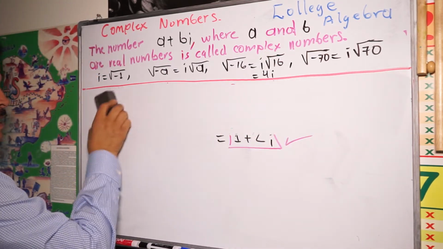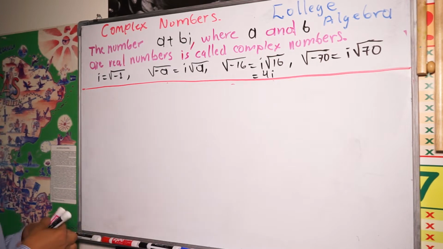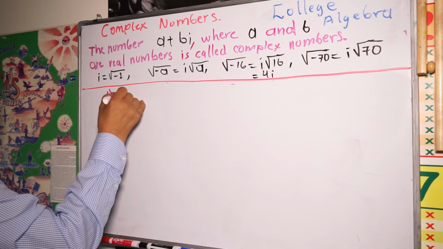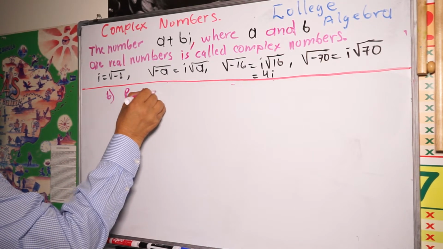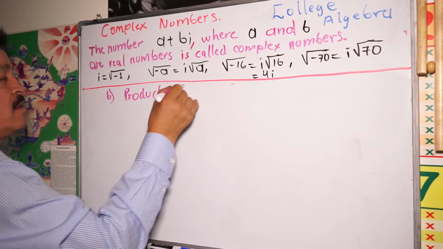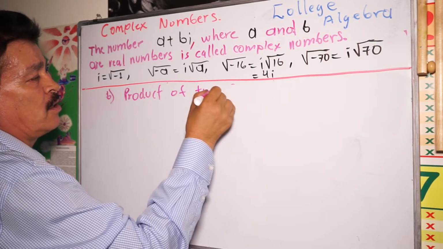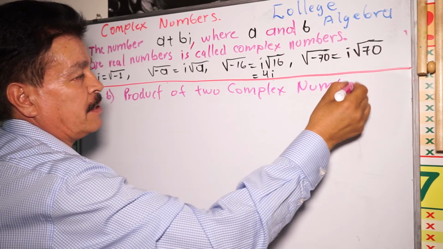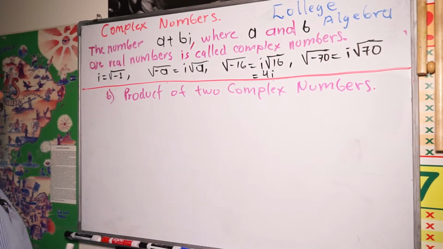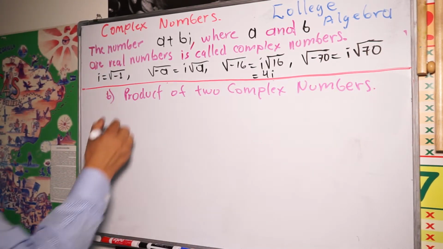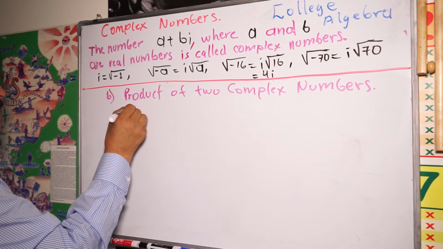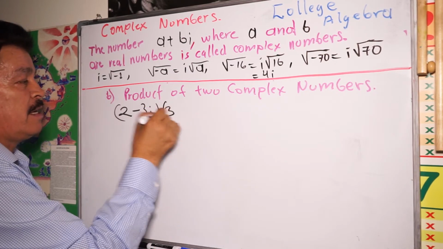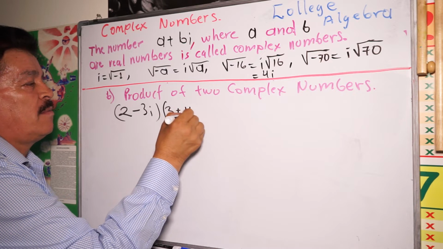Now let's see how to multiply. How to multiply? The product of two complex numbers, correct? Let's write 2 minus 3i. It's a product. We have to multiply by 3 plus 4i.